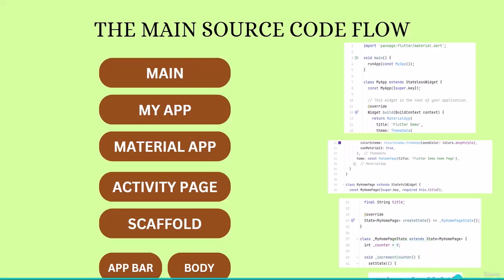So what are scaffolds basically? Scaffold basically contains the app bar, the body, the navigation bar. So over here, it contains all of these things. So let's try to understand the main source code flow again. Main is the function inside which you run the application. And once you run the application, you also need widgets for running the application. And once you have the widget, after that, to make it visible, you have the activity page. And inside your activity page, you have the scaffold, and scaffold basically contains the app bar, the body, the navigation bar, all of these things.